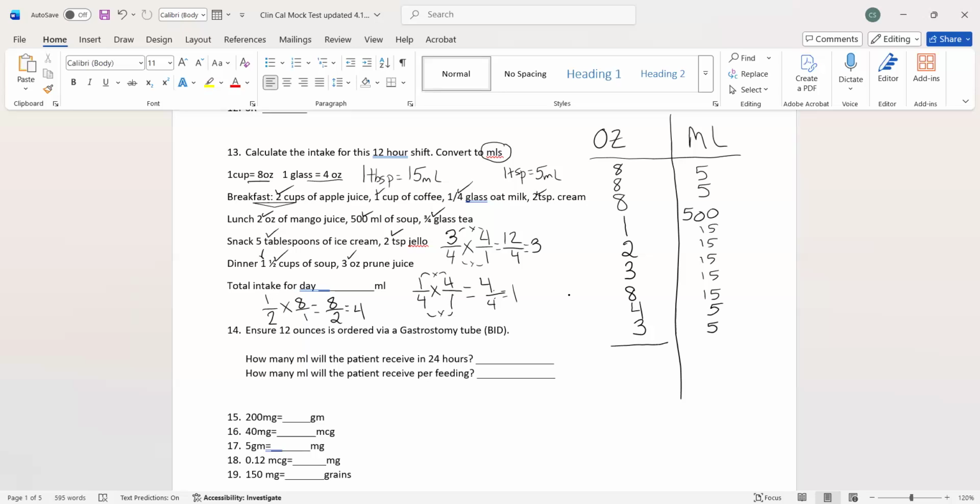All right, so now what we're going to do is add up each side separately. Let's see. 45 ounces. Okay. So I got 45 for the ounces. Okay. All right, then let's see what we got on our meals.